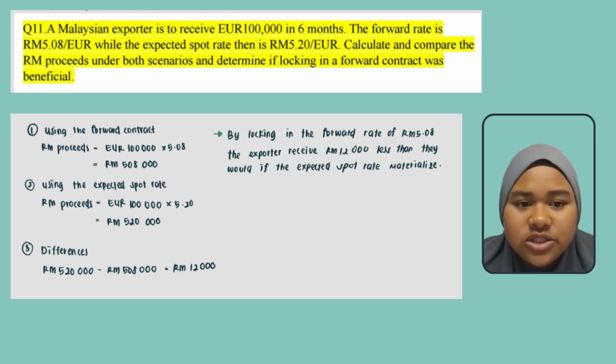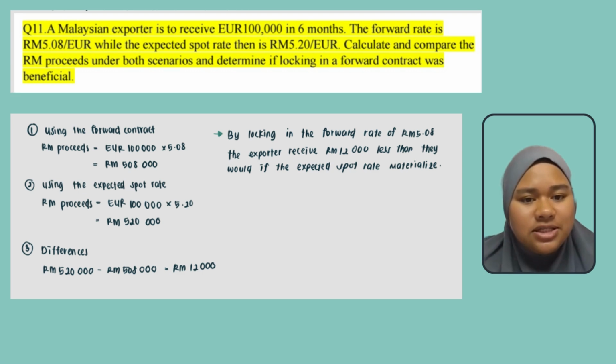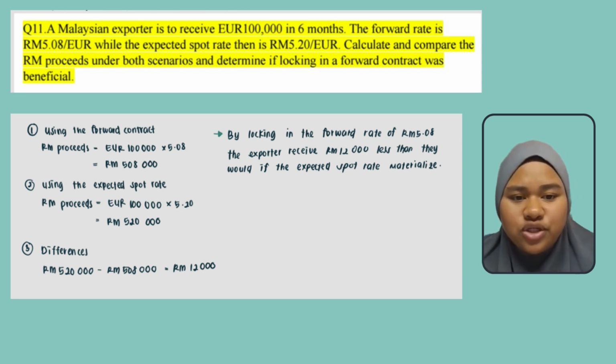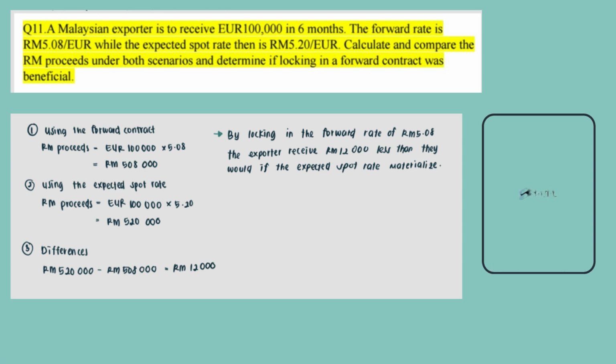However, many exporters will still choose a forward contract to avoid uncertainty, even if it means slightly lower returns, because the actual future spot is not guaranteed.